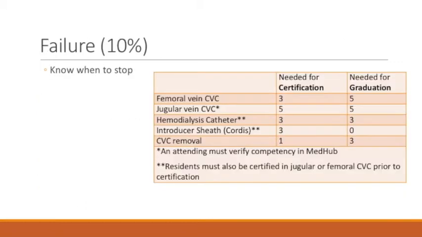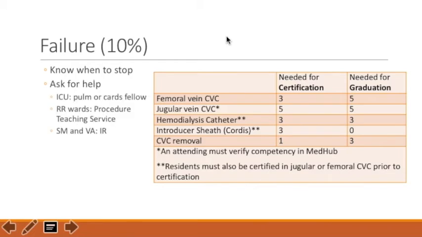So after training and certification, we don't expect you to have a 90% success rate. After just 5 central lines in the jugular or 3 in the femoral, we don't expect you to be a pro. But we do expect you to be safe and know when to stop and when to ask for help.